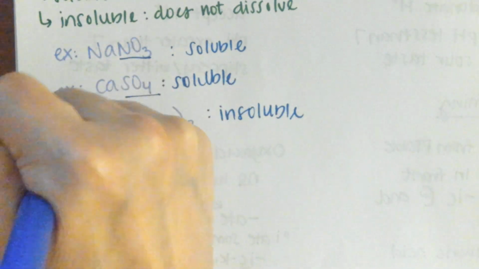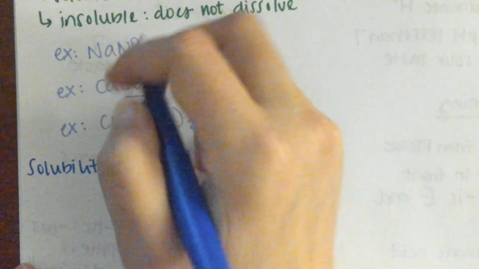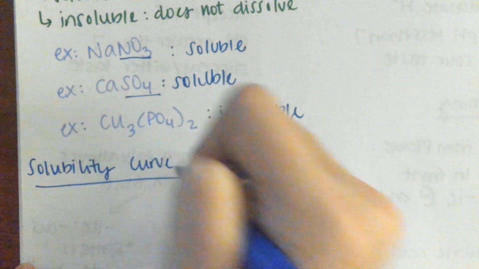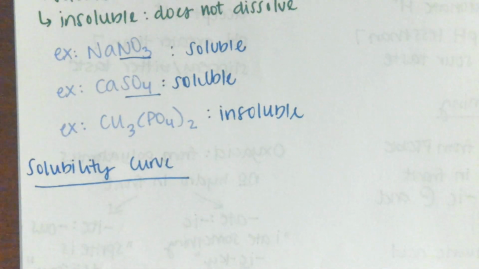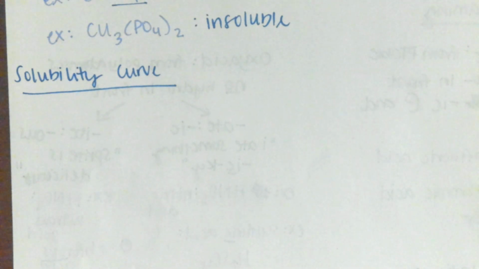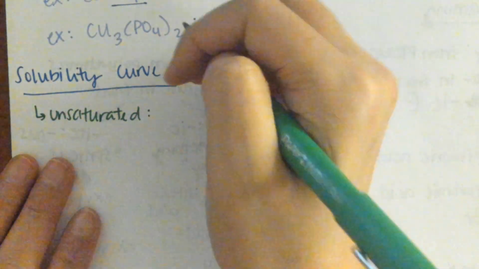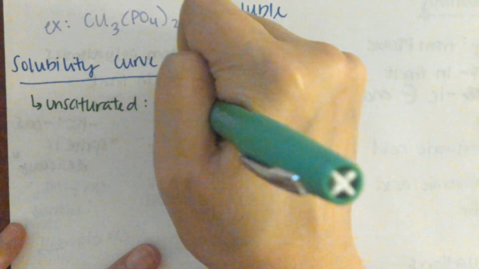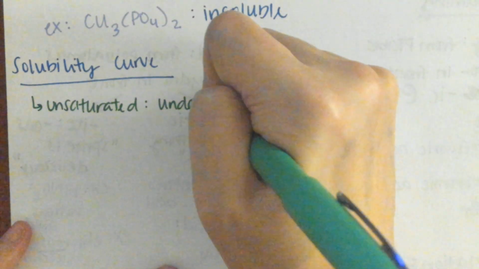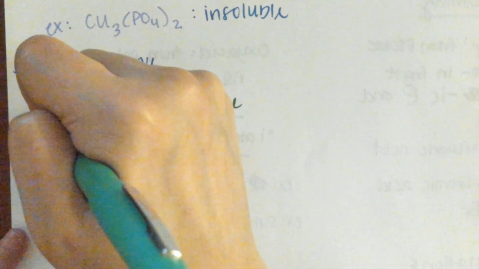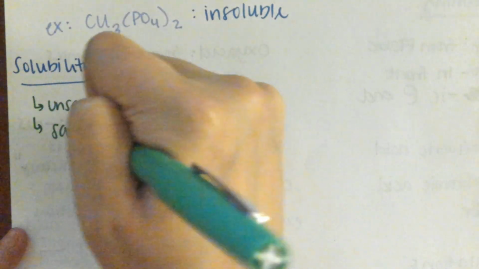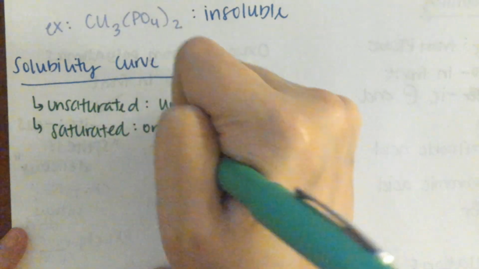Next thing is the solubility curve. This is where I'm going to pull up my graph here. You need to know the difference between saturated, unsaturated, and supersaturated, in terms of the graph. So unsaturated is under the graph, under the line, excuse me. Saturated is on the line.